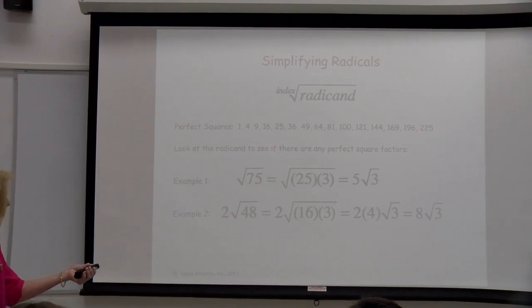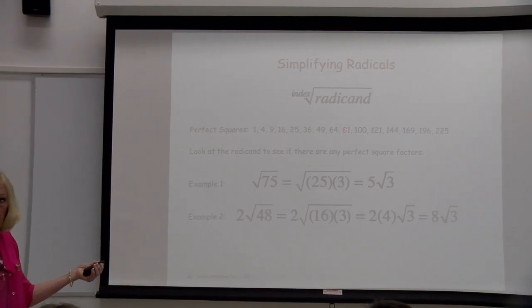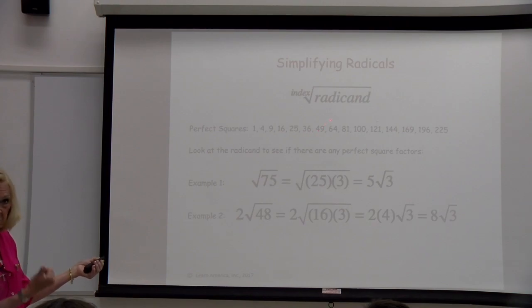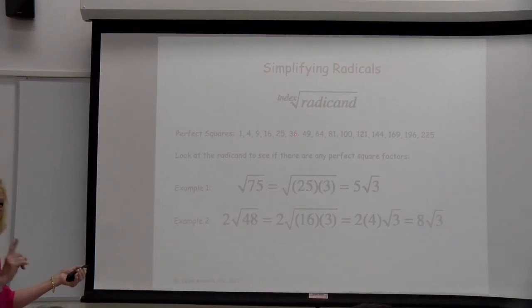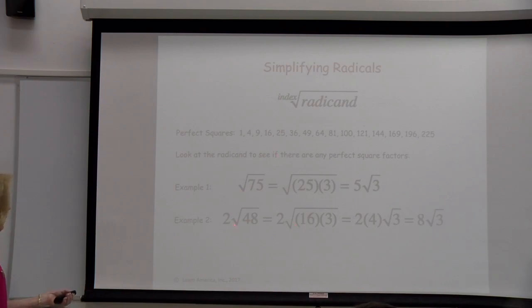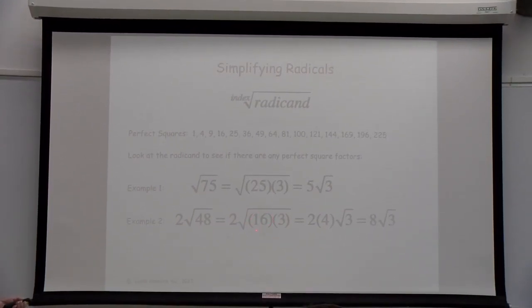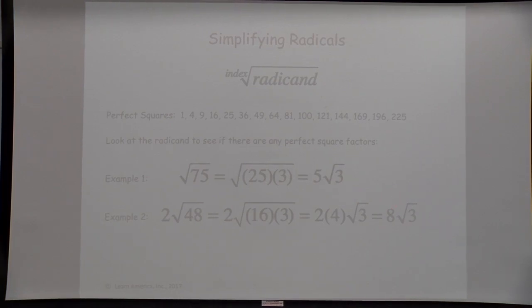I go back to my list of perfect squares, and I notice that 48 lies between 36 and 49. And then what I'm going to do is to work my way backwards, and I ask, is 36 a factor of 48? No. Is 25 a factor of 48? No. Is 16 a factor of 48? Yes. And that's the biggest perfect square factor. So now I'm going to break up 48 into 16 times 3. 16 is my perfect square. That comes out in front of the radical sign as 4, and then I have 2 times 4 giving me 8 radical 3 as my final result. All right, so look for the largest perfect square when you do these.